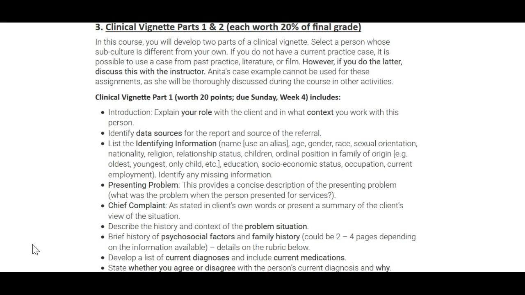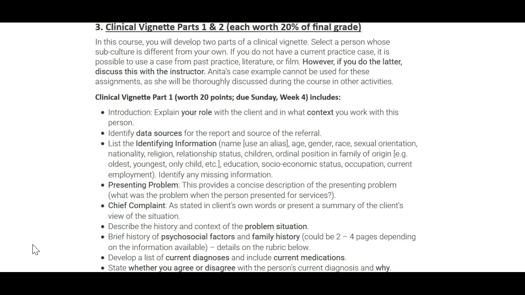So let's jump into part 1 of the vignette. You'll also benefit from taking a good look at the outline that I posted under announcements about a week and a half ago. Check that out. That's also where the sample biopsychosocial assessment is. But a couple of reminders about this paper. You are required to follow APA format. It is due Sunday by 11:59 p.m. Week 4, so next week.